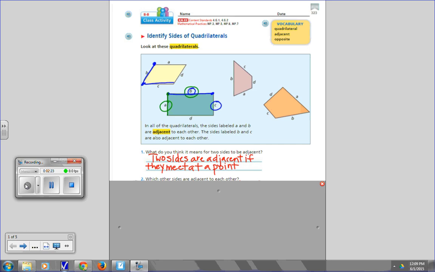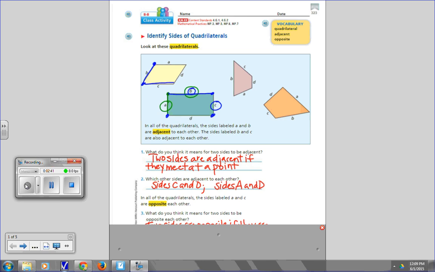So which other sides of these figures are adjacent to one another? Well, C and D, and A and D. And it's the same on all four of the quadrilaterals. Now here's another word that you need to understand, adjacent and opposite. And we have to understand these two words, opposite and adjacent, because they're used in a lot of the definitions for quadrilaterals. That's the whole reason we need to understand these definitions.